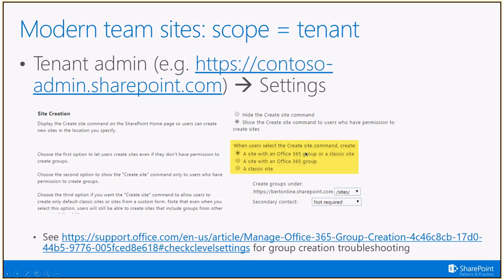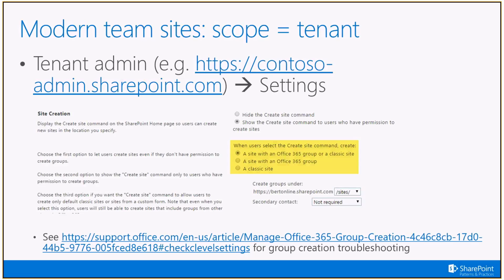If you, however, would like to really be clear on, I always create modern or create classic, you have to choose either option 2 or 3. So option 2, a site with an Office 365 group. It only allows to create a modern theme site. If that's not possible due to permissions or other restrictions of the user, at that point, the link will not be there. And the final one is the old school classic behavior.